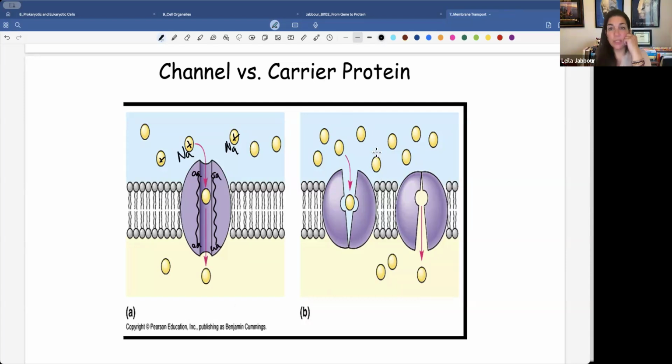A carrier protein is more of a protein that will change shape. It will grab the solute in question, and then it will change shape and literally release it on the other side. And that's the example of glucose transport.